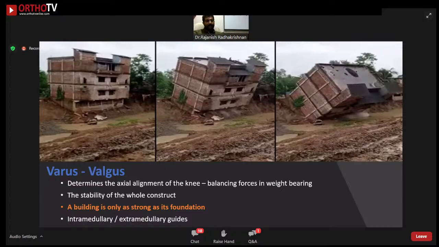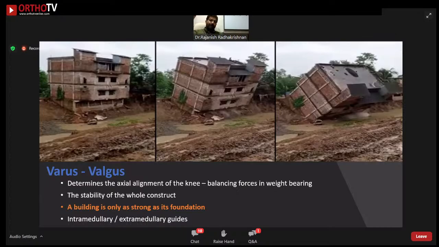Coming to the next degree of positional freedom, that is varus or valgus. You should be cutting it parallel to the ground. That determines the axial alignment of the knee in balancing the forces in weight bearing. The stability of the whole construct depends on that.